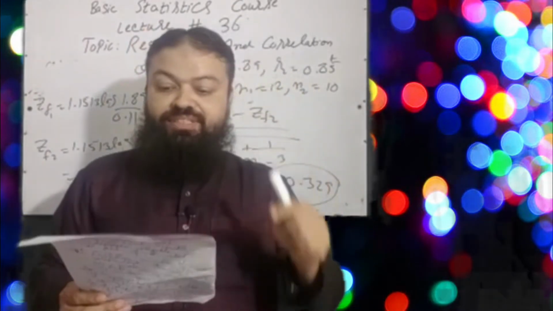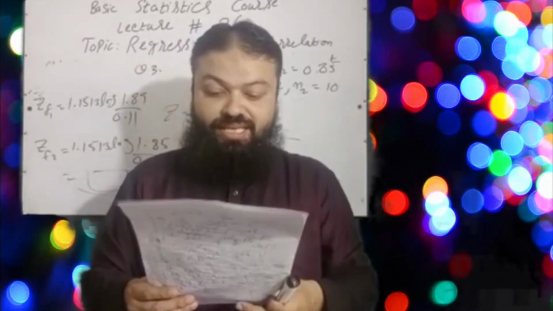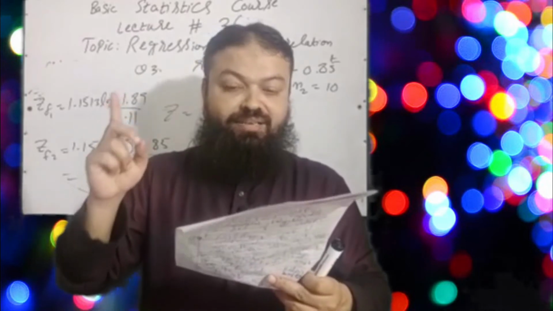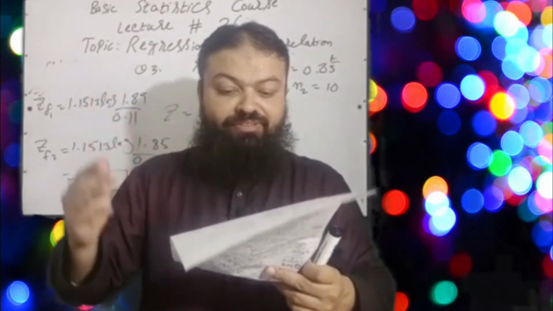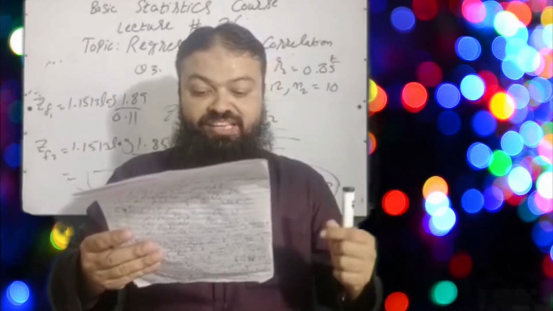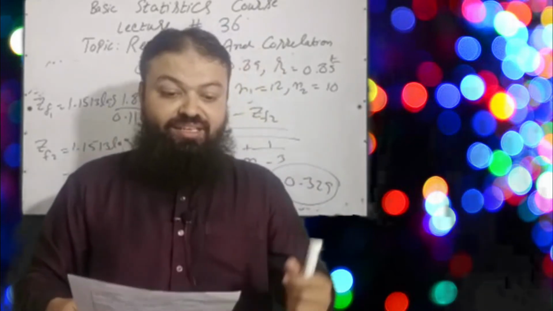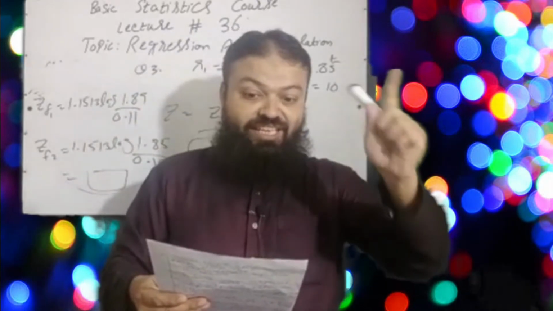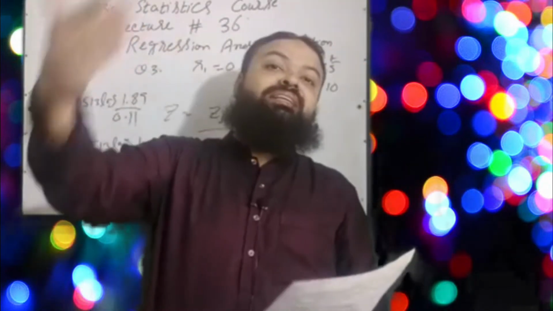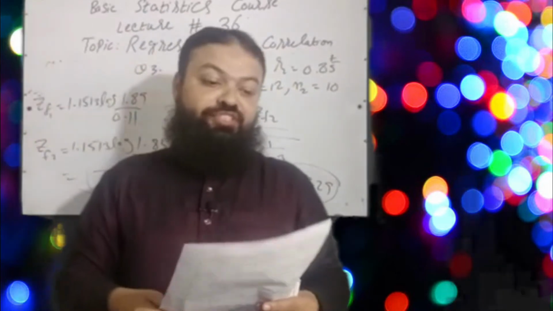Question number 5. The purpose of simple linear regression analysis is to A, obtain the expected value of the independent random variable for a given value of the dependent variable. Incorrect. B, replace points on a scatter diagram by a straight line. Incorrect. C, predict one variable from another variable. Yes, that is the correct one. We predict the dependent variable with the help of the independent variable. C is the correct option.